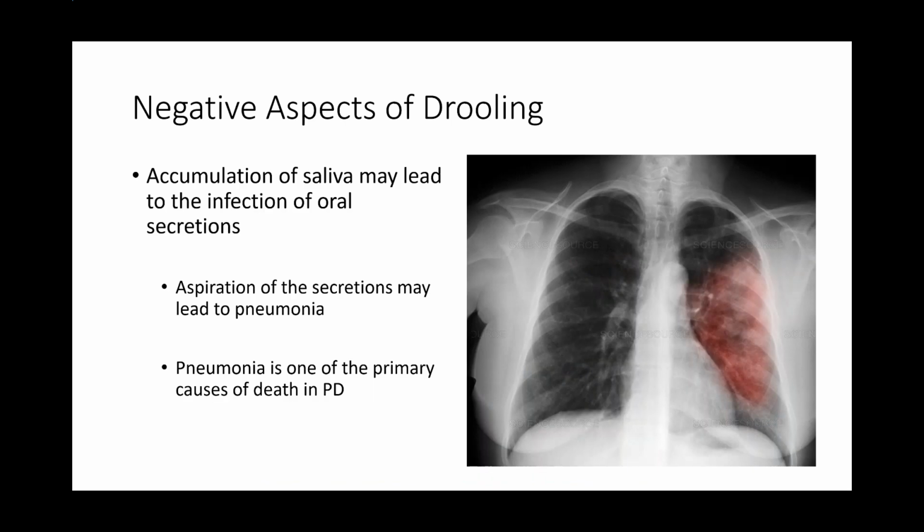One major issue with accumulation of saliva in the mouth is that bacteria can start to build up in the mouth because it builds up in the drool, and because of this, people then can aspirate or have saliva go into their lungs, and this can lead to a pneumonia. So there seems to be an association between people who drool and the likelihood of developing pneumonia. And as you may know, pneumonia is one of the primary causes of death in Parkinson's disease, and it's something that we see not uncommonly.